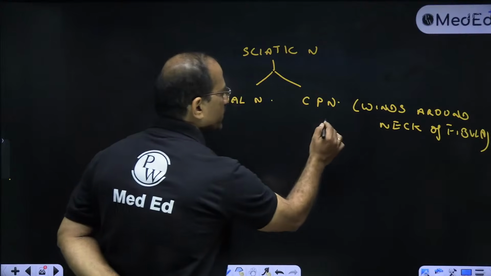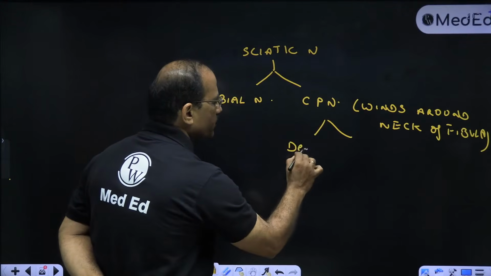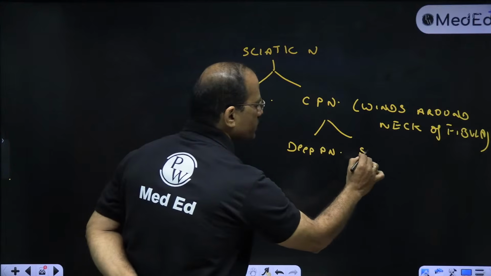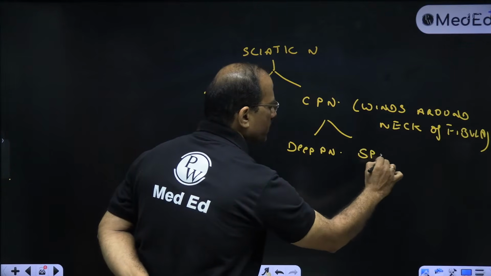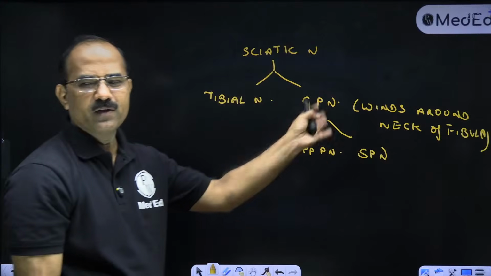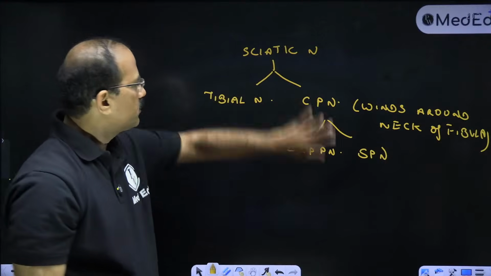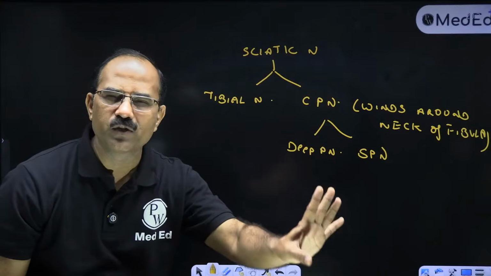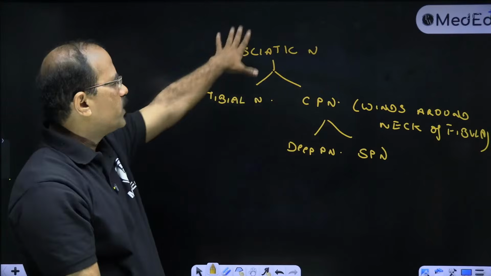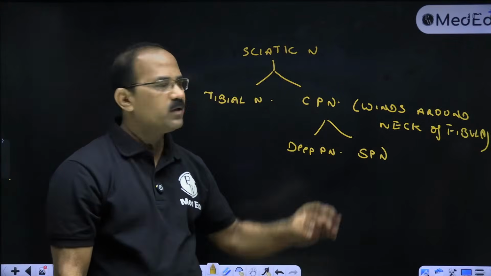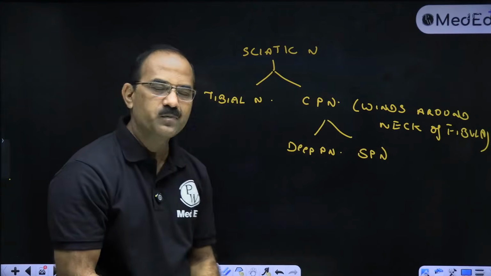Common peroneal nerve then divides into a deep peroneal nerve and a superficial peroneal nerve. आई एम राइटिंग इन शॉर्ट. बस बच्चे ये याद रखना. Everything is going to be very very easy for you. So sciatic nerve divides into a tibial and common peroneal. Common peroneal nerve gives deep and superficial peroneal.